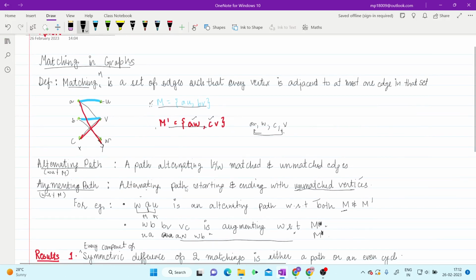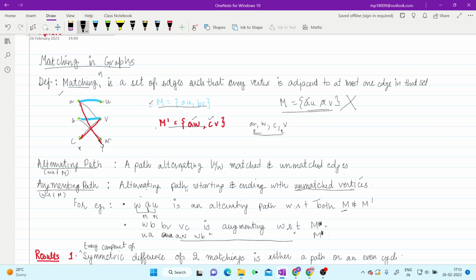First of all, I defined what a matching is. A matching is basically a set of edges, and each vertex should be adjacent to at most one edge in the set. So if I take my M to be AU, AV, this is not a matching because vertex A is attached to two of the edges. So for a matching we need that all vertices should be attached to at most one edge.